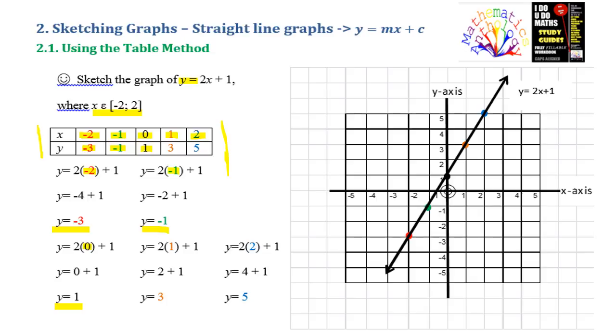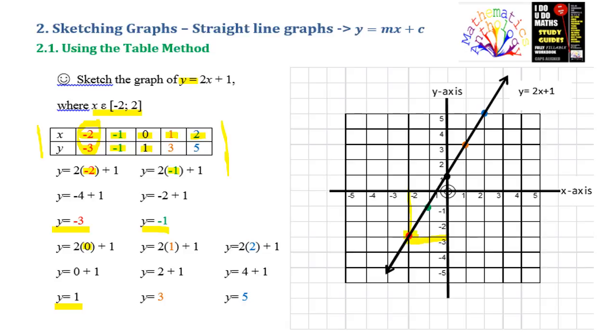So now you need to plot these values on your Cartesian plane. You plot this as follows. Your first coordinate is negative 2 and negative 3. So negative 2 for x and negative 3 for y. So on your x-axis, you find negative 2, and on your y-axis, you find negative 3. And where the two intersect here, this is your first point.